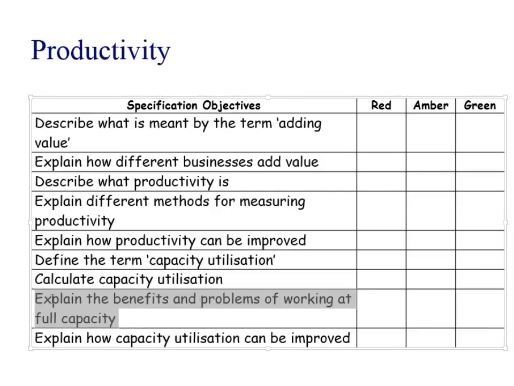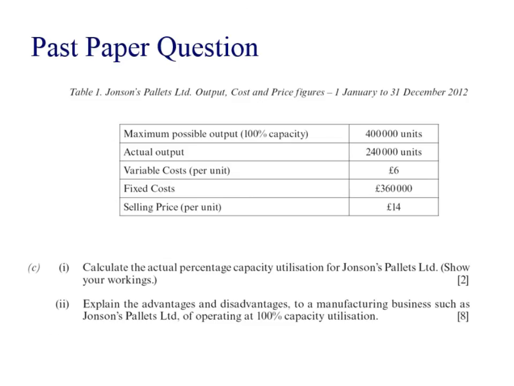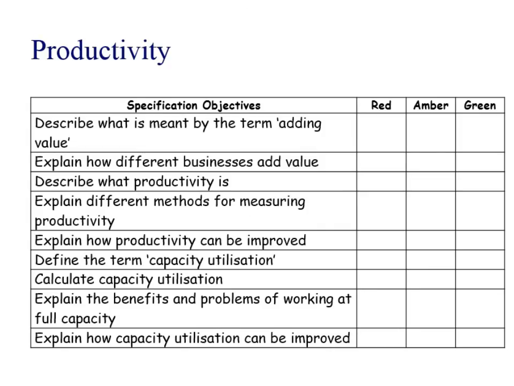Benefits and problems of working at full capacity as well. We've just been through those and how capacity utilisation could be improved, and also you need to explain how productivity can be improved. So usually these two, this one, sorry, and that one are like 8 mark questions, and I think I've got an example of one there. Explain the advantages and disadvantages to a manufacturing business such as Johnson's Pallets of operating at 100% capacity utilisation. Alright, so those are all of the specification areas for this course.